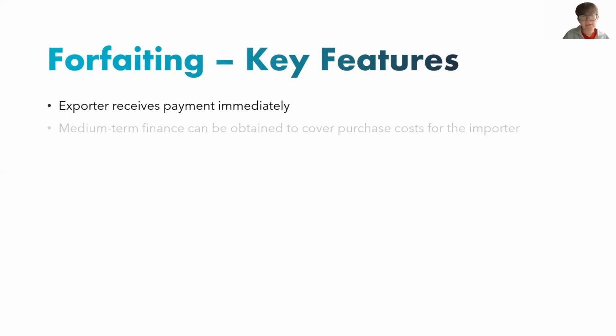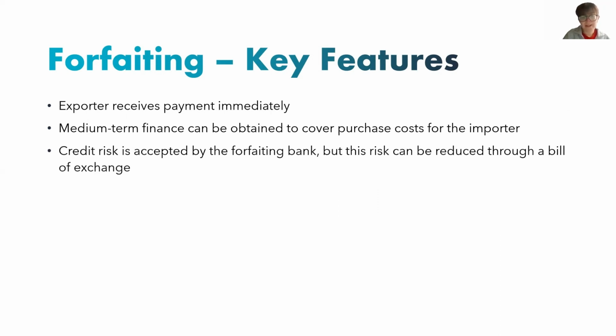So what are the key features of forfeiting then? Well, the exporter receives payment immediately. Medium-term finance is able to be obtained in order to cover any purchase costs for the importer. The credit risk will be accepted by the forfeiting bank, but this risk can be reduced again if a bill of exchange is drawn up.